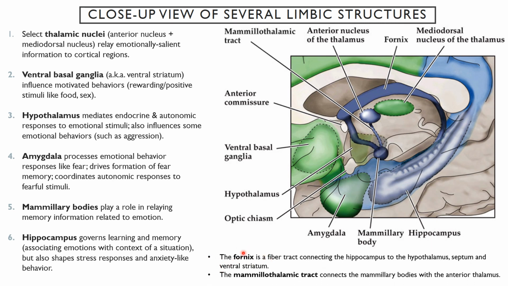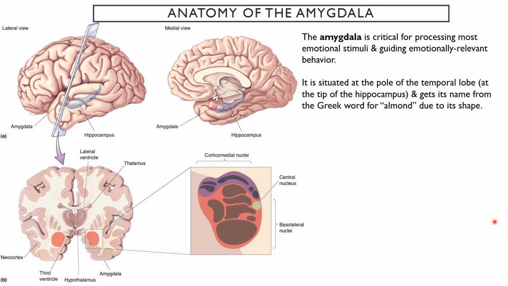Other aspects to it is the fornix, which is a fiber tract connecting the hippocampus to the hypothalamus, septum, and ventral striatum. So here's the fornix here. So this is a fiber tract connecting the hippocampus to those structures. And then the mammillothalamic tract connects the mammillary bodies to the anterior thalamus. So I'm not going to ask for great details on most of those structures. You should just be familiar with the list.